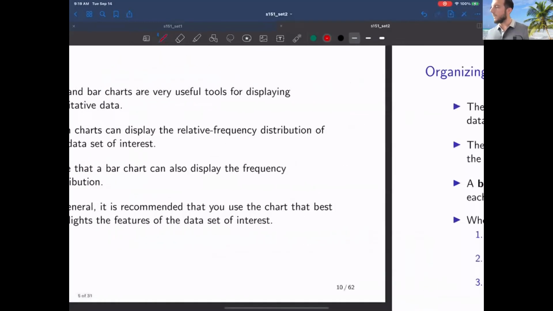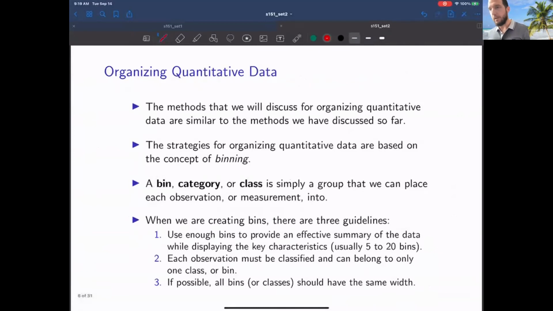Okay, so next class, what we will do is we will start by talking about how to organize quantitative data. And you'll see that this is a similar process in the beginning in that we construct frequency and relative frequency distributions. But before we do that, we have to construct what are called bins.